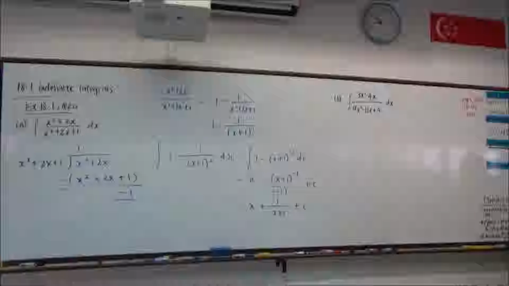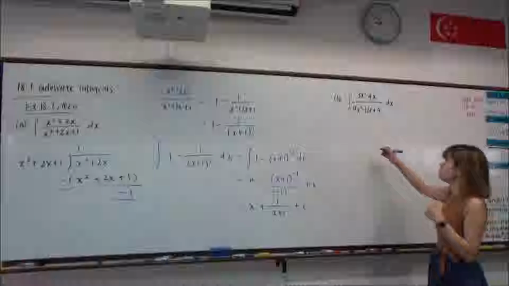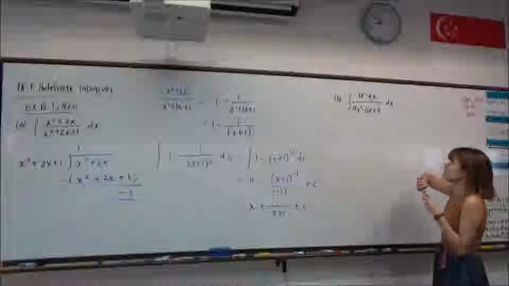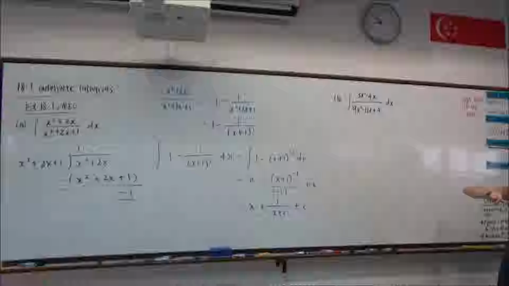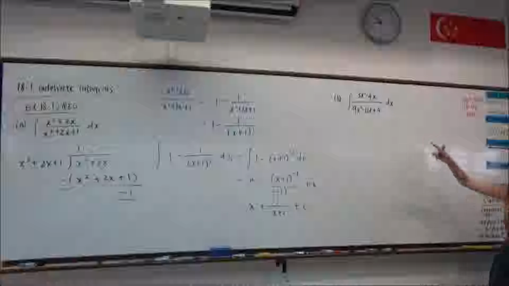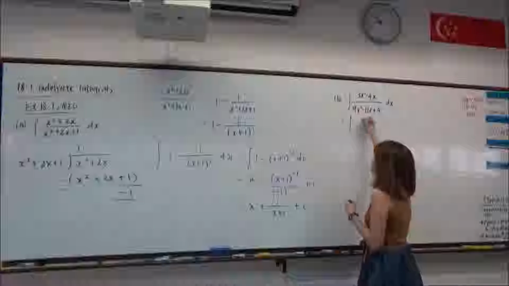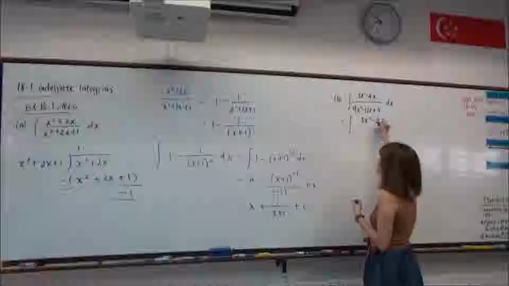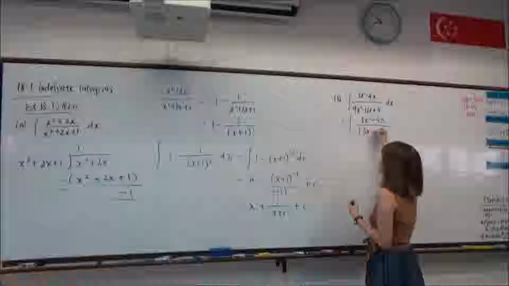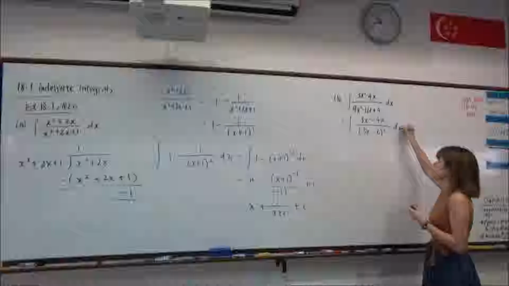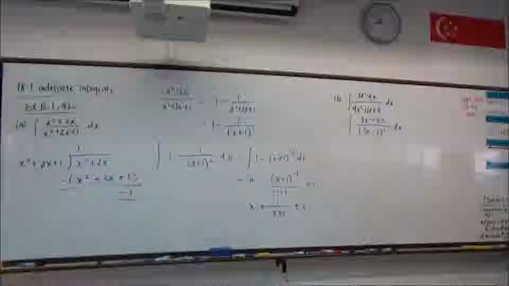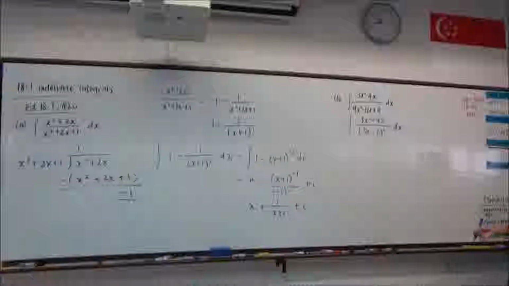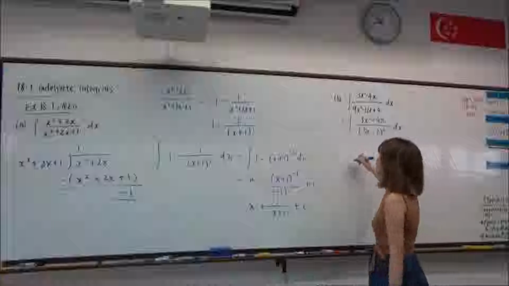Now looking at part B, what should we do? We should do long division. In this case, could we factorize this in any way? The denominator does give us 3x minus 2 squared, but it doesn't really help in letting us proceed further in the integration. So let's do the partial fraction.